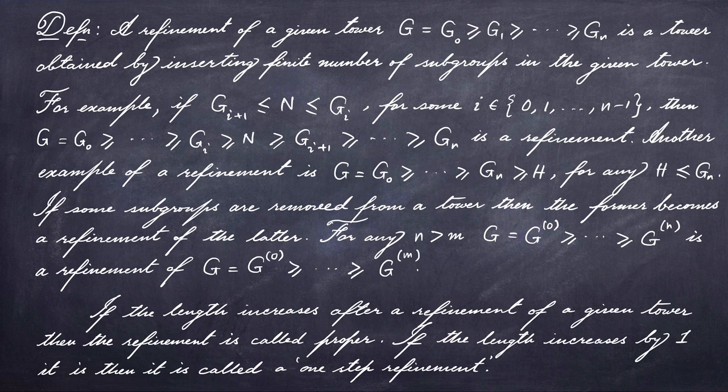Now observe that for a refinement, we are just inserting some subgroups. It may so happen that the subgroups that we insert may already be present in the tower, that is, if H equals Gi plus 1 or Gi, or H is equal to Gm. Then though we are inserting more terms, apparently it looks like the tower contains more terms, but it doesn't change the length, right? Because the inclusions after inserting those are not proper.